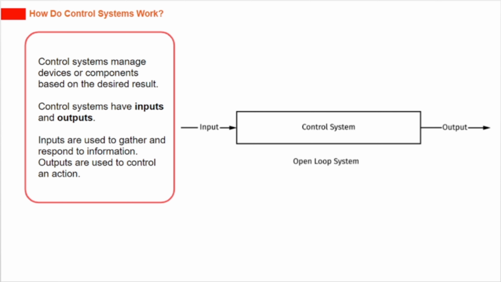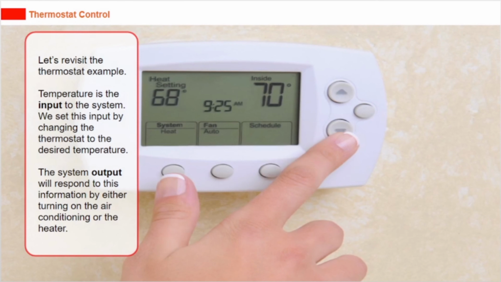Control systems have inputs and outputs. Inputs are used to gather and respond to information. Outputs are used to control an action. Let's revisit the thermostat example. Temperature is the input to the system. We set this input by changing the thermostat to the desired temperature. The system output will respond to this information by either turning on the air conditioning or the heater.